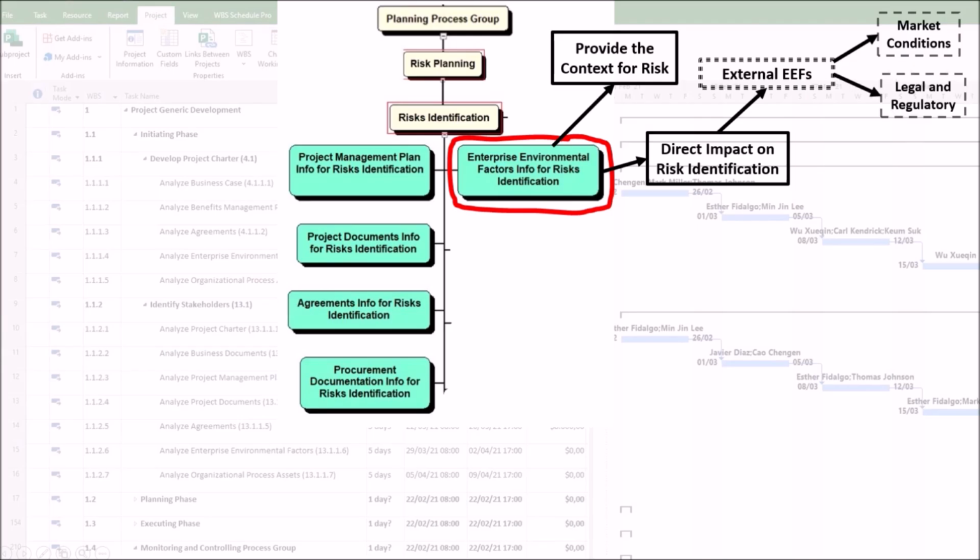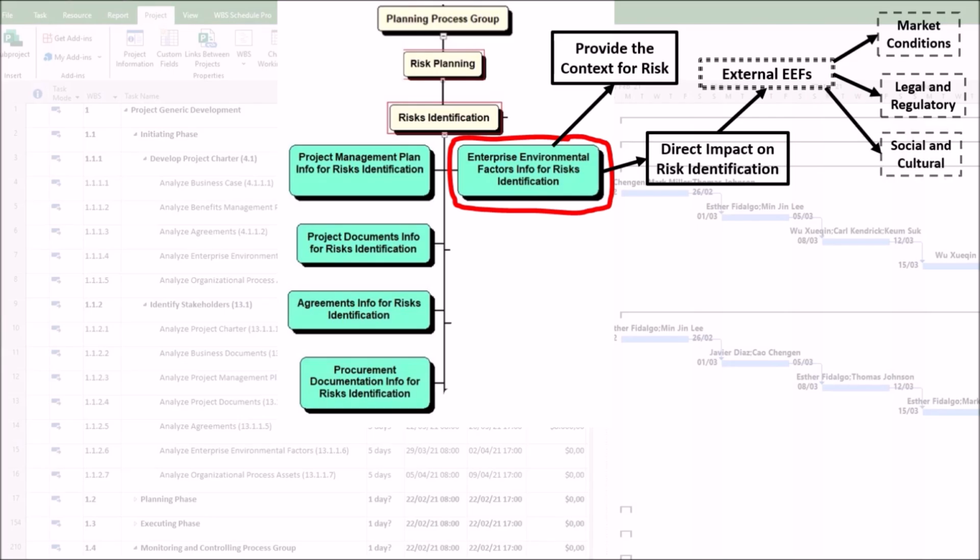Second, legal and regulatory. The examples include industry standards, government regulations, safety codes, and data privacy laws. The identified risk is that non-compliance with these standards may lead to fines, lawsuits, or project cancellation. A change in legislation may render the project's product obsolete.